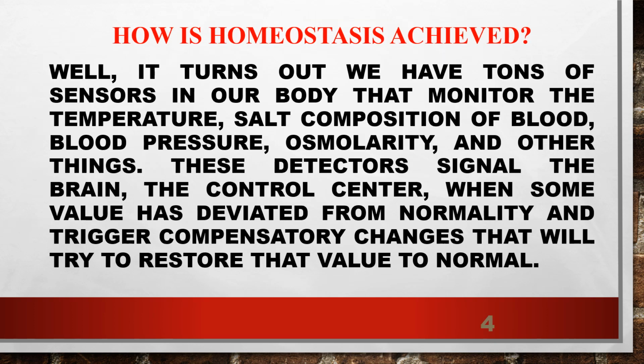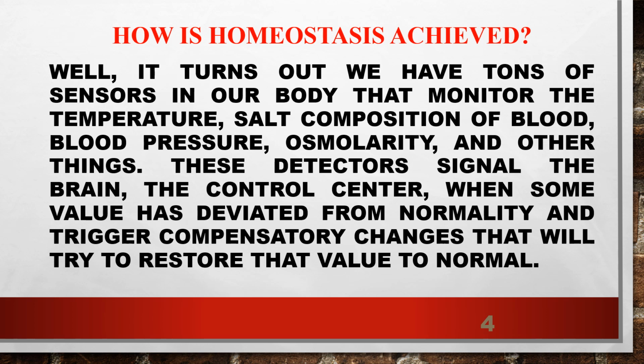How is homeostasis achieved? Well, it turns out we have tons of sensors in our body that monitor the temperature, salt composition of blood, blood pressure, osmolarity, and other things. These detectors signal the brain, the control center, when some value has deviated from the normality and trigger compensatory changes that will try to restore that value to normal.